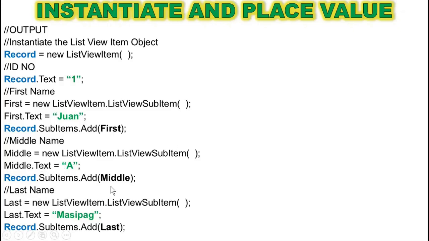I added the object middle as a sub-item to the object record. Next, I instantiated the object named last and placed the last name value masipag. I added the object last as a sub-item to the object record.